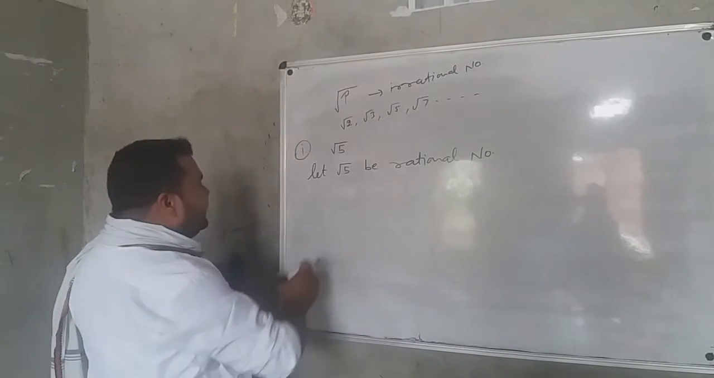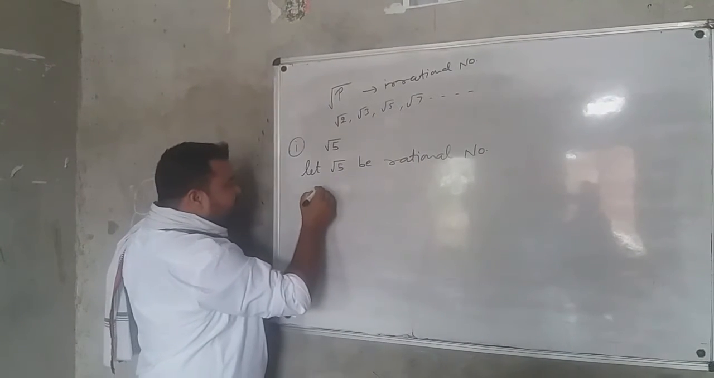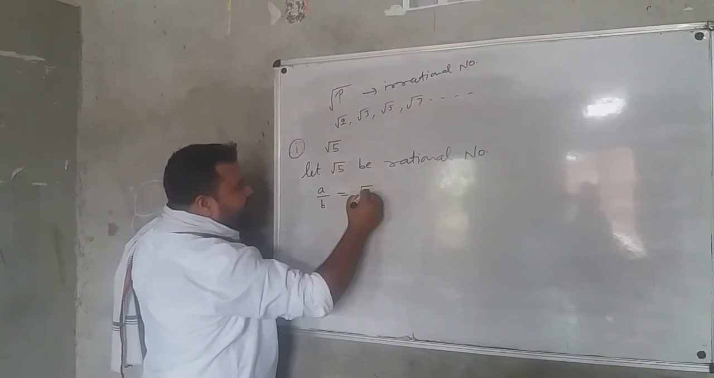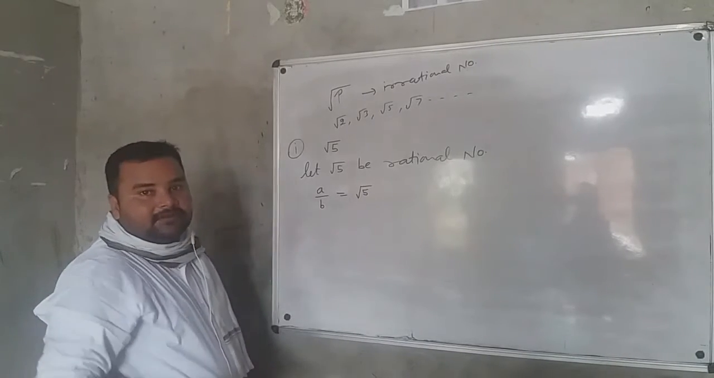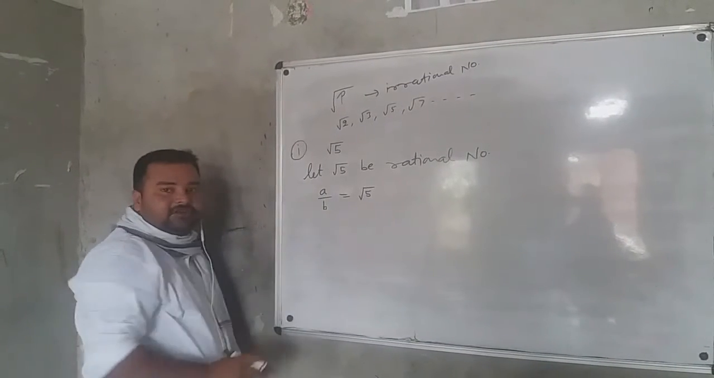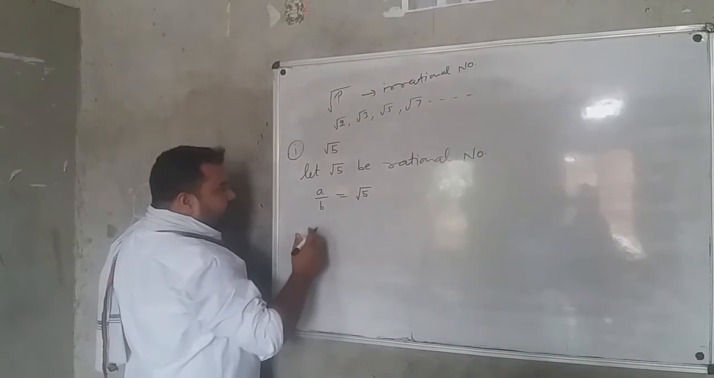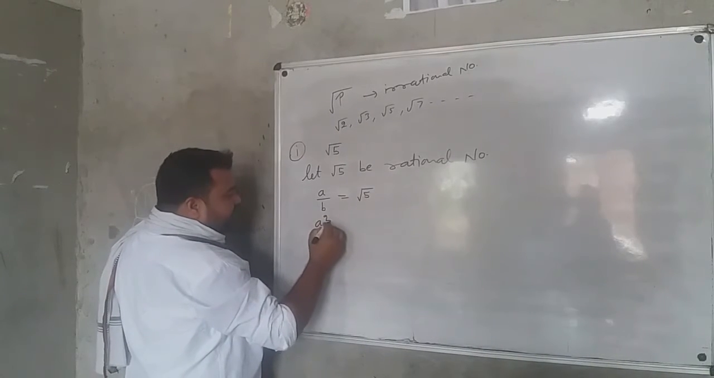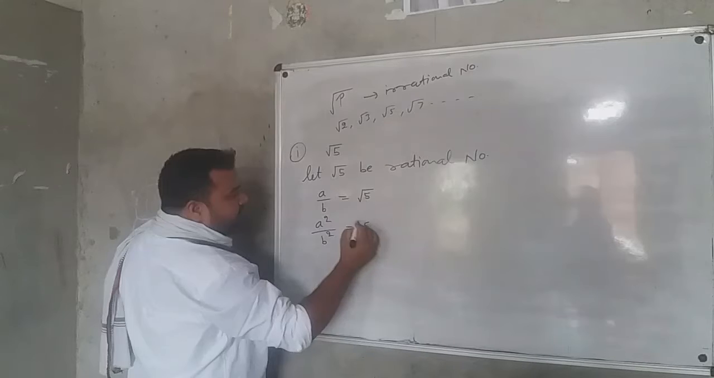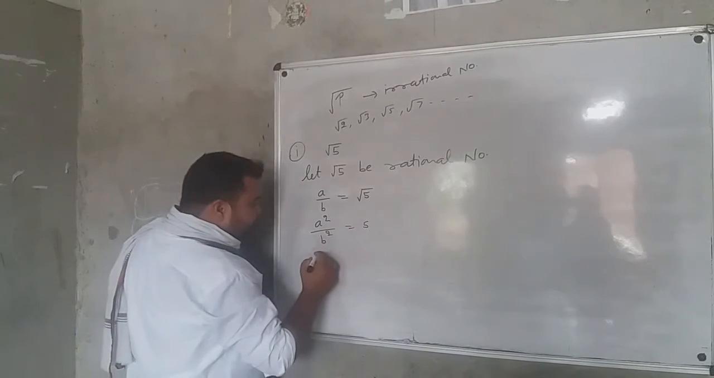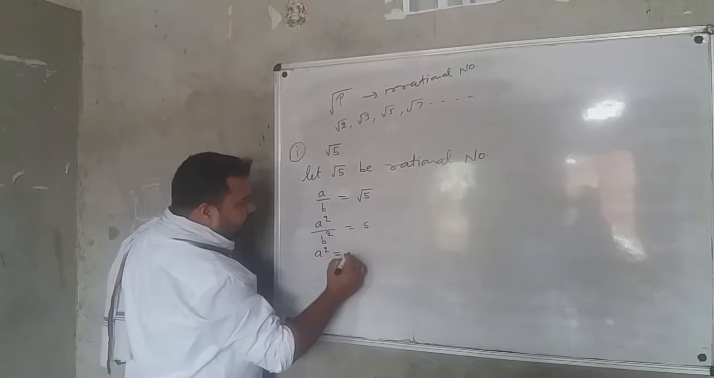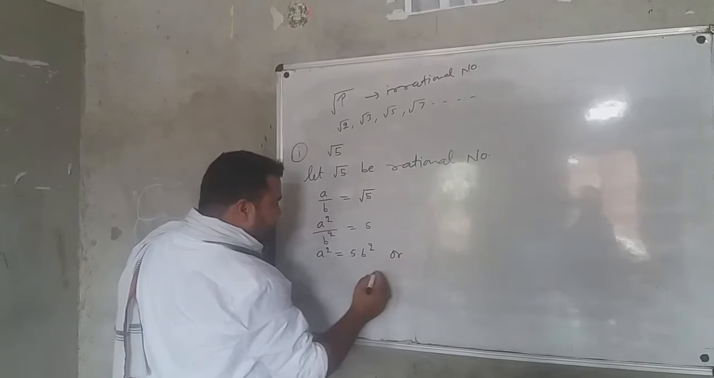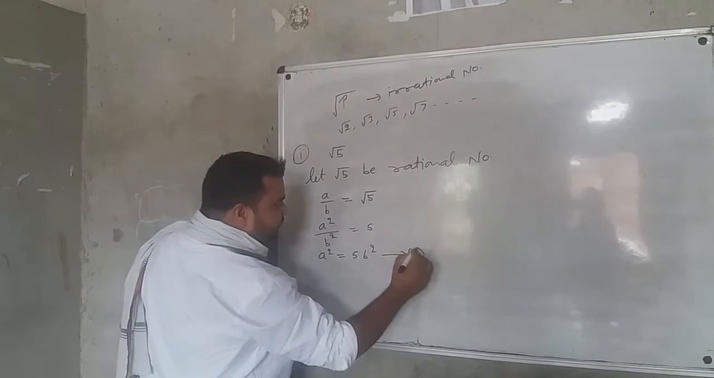So here, let root 5 be a rational number, so we can write a by b equal to root 5, because a and b are integers, so they will make a rational number. Very good. So we will take the square of LHS and RHS. So it will become a square upon b square equal to 5. Now we will cross multiply it. So it will become a square equal to 5b square. Let's assume it equation number 1.